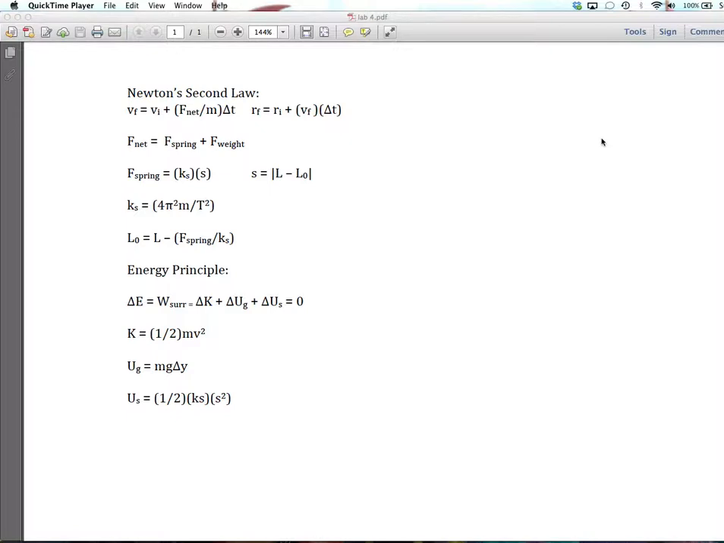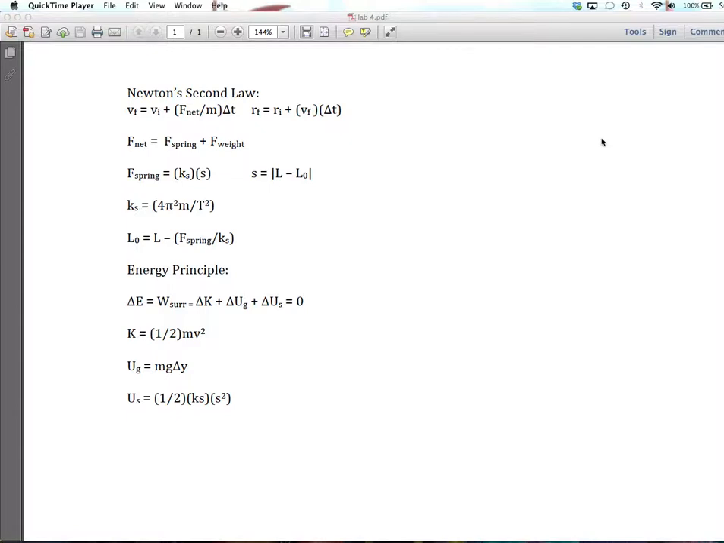Newton's second law, which has been used in the previous labs, deals with the equations to update the velocity, time, and position. In this case, the total net force is made up of the force of the spring on the mass and the force of the weight due to Earth's gravity.